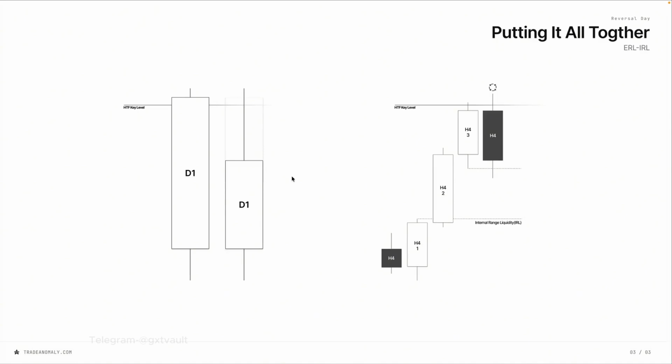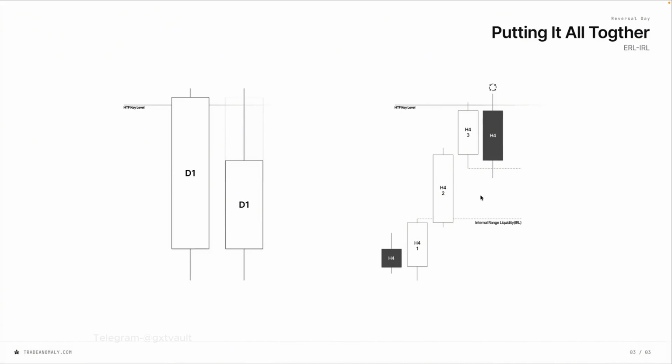Now here's another way a reversal day can form where your IRL will be within the current day's range. So as you can see, the day starts off by expanding into a key level. We're going to get a reaction off of that key level. That can be your ERL. Your IRL will be found, like I said, within the current day's range.